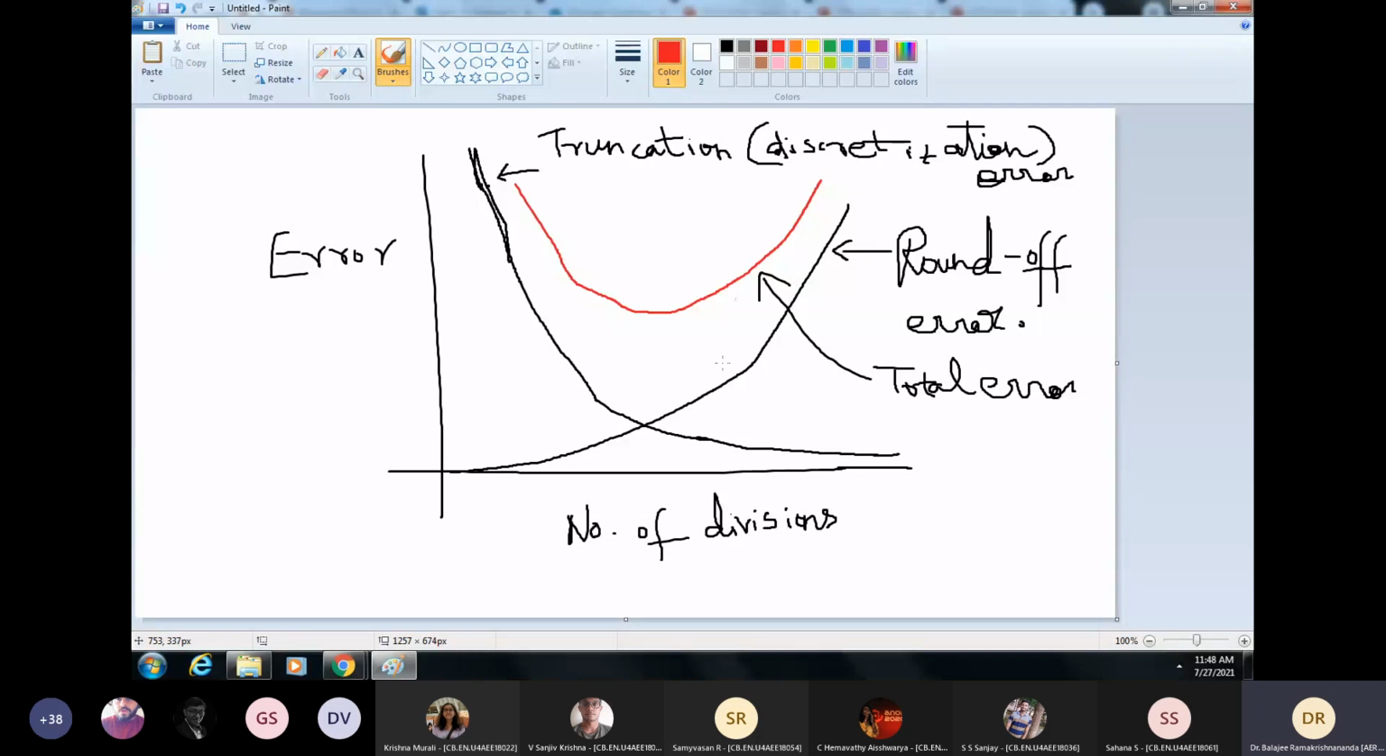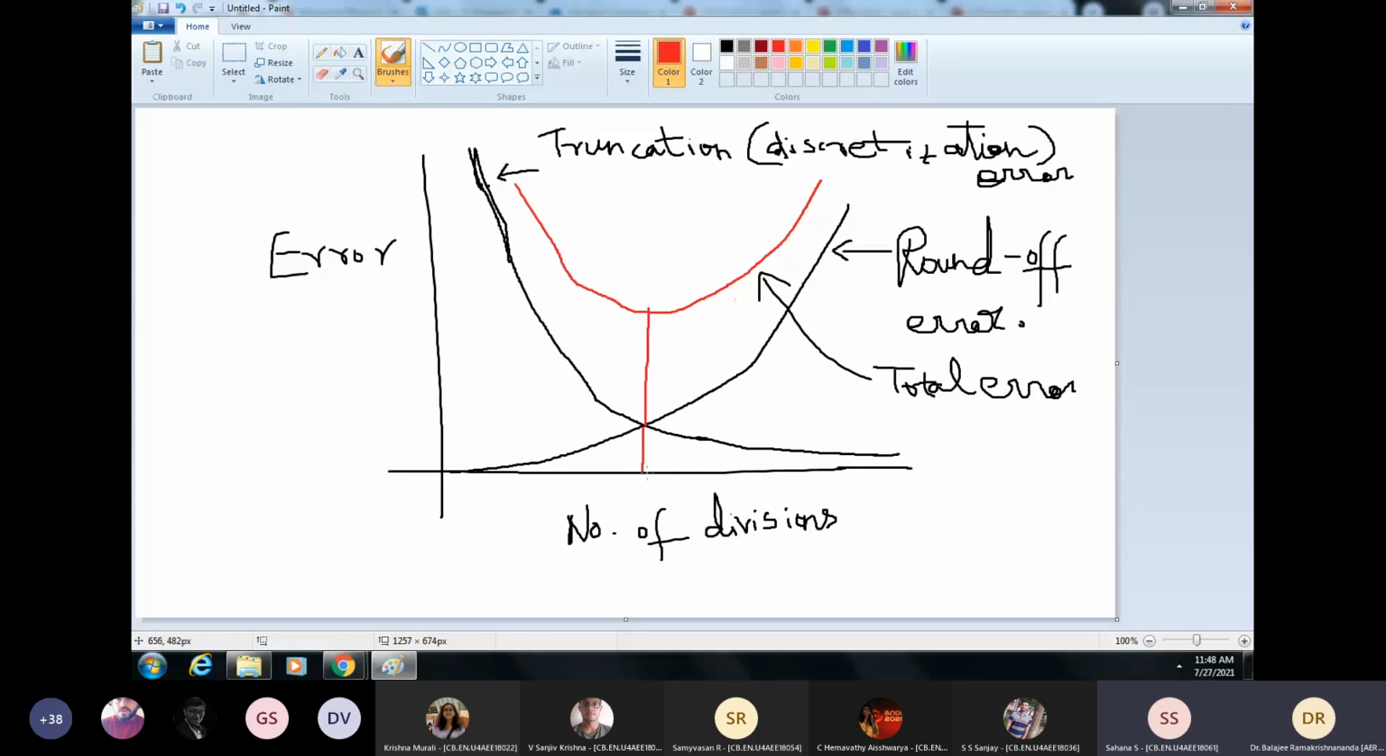Sahana, if you add both, total error. Yes, sir. One increases for small divisions and decreases at infinity. Another one is small here but larger here. When you add both, what will happen? This will be the minimum, and the minimum will happen at somewhere around this point where they meet. That will be the minimum.